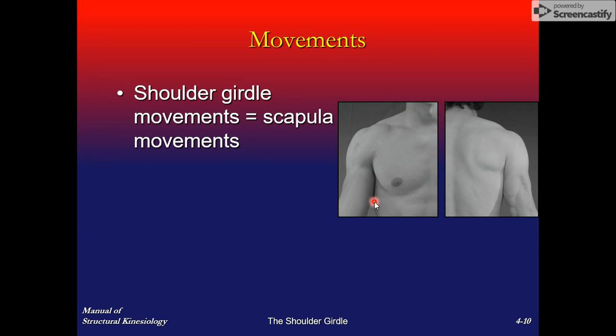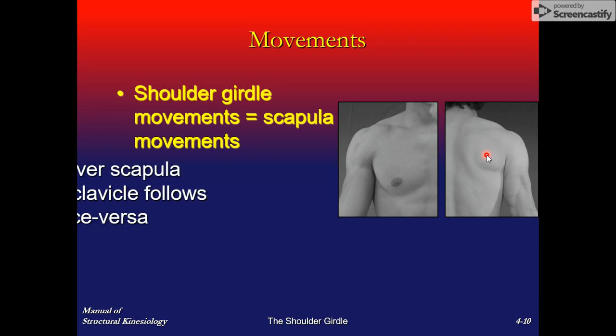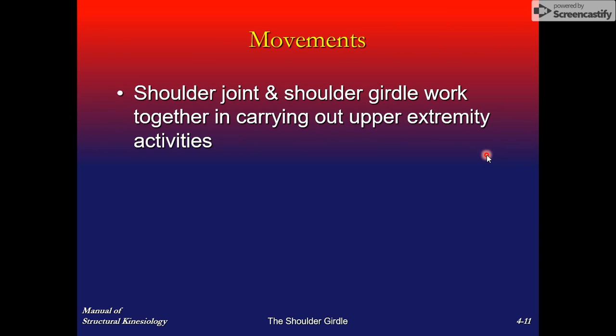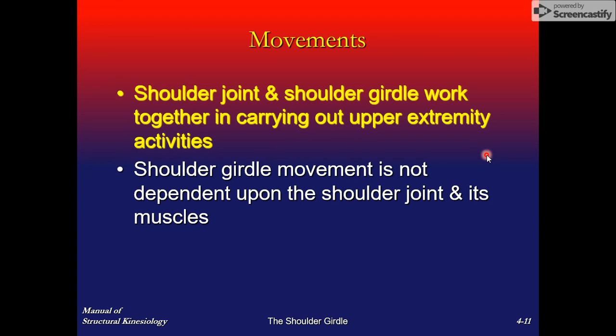So some of the movements. Shoulder girdle movements equal scapula movements. So right here is the scapula, and deep inside the pectoralis major and minor is the scapula here. So this is where the movements take place. Wherever the scapula goes, the clavicle will follow, and vice versa. The shoulder joint and the shoulder girdle work together in carrying out upper extremity activities. The shoulder girdle movement is not dependent upon the shoulder joint and its muscles.